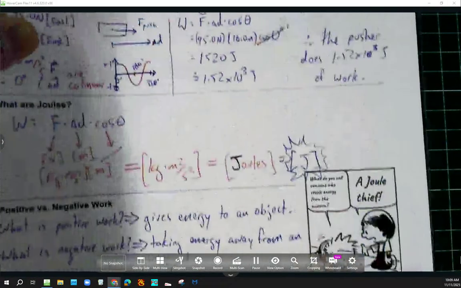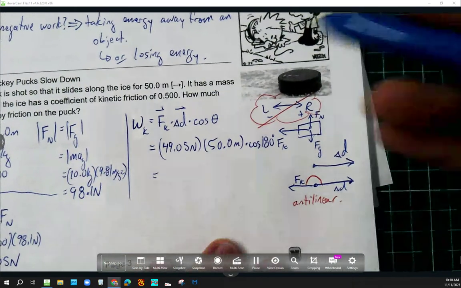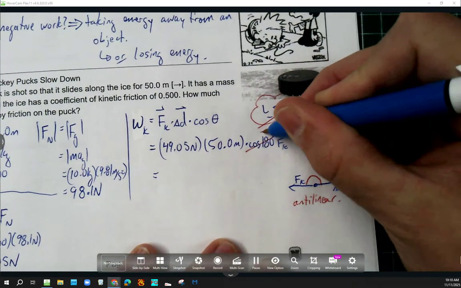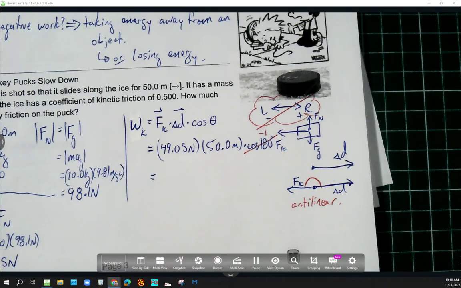Now, before I do anything with my calculator, you could put it in your calculator, or I could go back up to the unit circle. What's cosine of 180 going to be? -1. So I could put it into my calculator, but because I know how the cosine function works, cosine of 180, anything that's antilinear, is just going to throw in an extra -1. Obviously you can see how this relates to positive and negative work. You guys see the connection on this one?